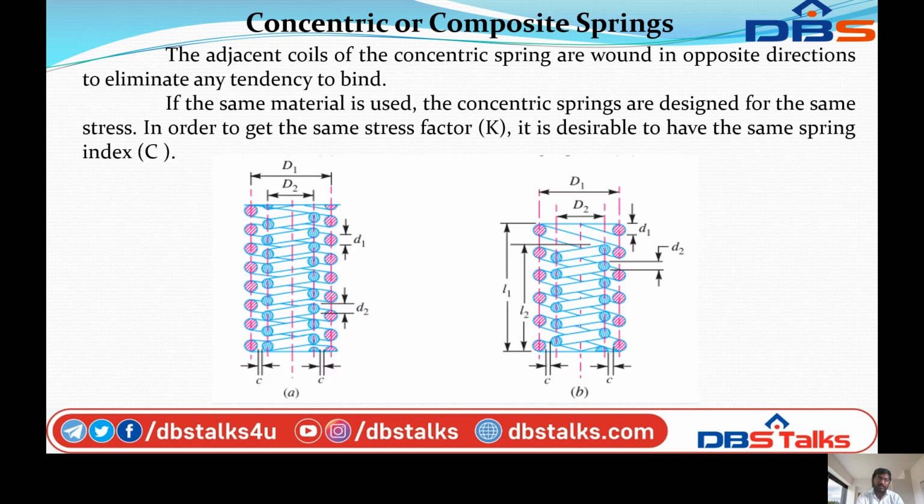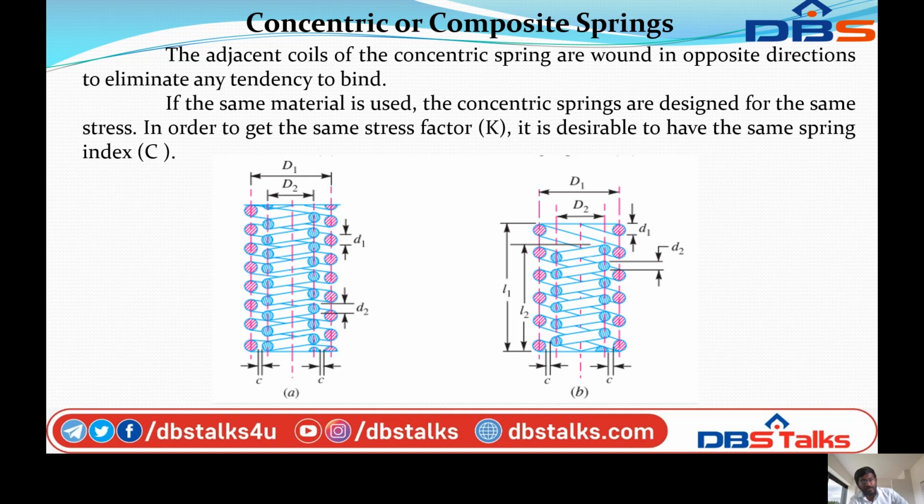The adjacent coils of the concentric springs are wound in opposite directions to eliminate the tendency to bind. If the same material is used, the concentric springs are designed for the same stresses. In order to get the same stress factor K, it is desirable to have the same spring index C.